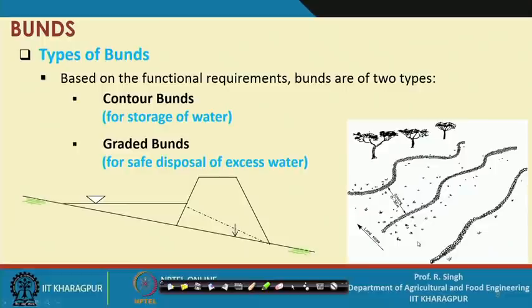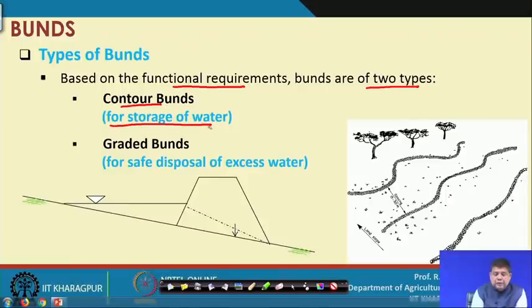Then we come to the types of bunds. Based on the functional requirements, bunds could be of two types: contour bunds, which are used for storage of water, and graded bunds, which are primarily used for safe disposal of excess water. So, two categories of bunds are used. Similar kind of structure, we will go into details of these in the following lectures.